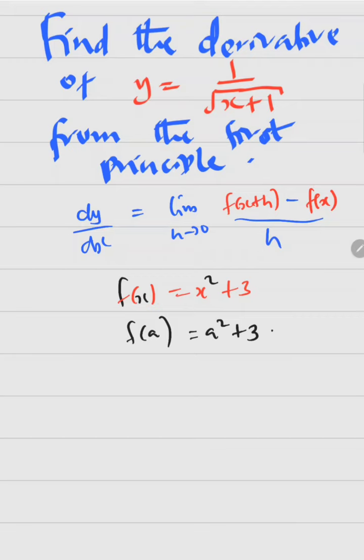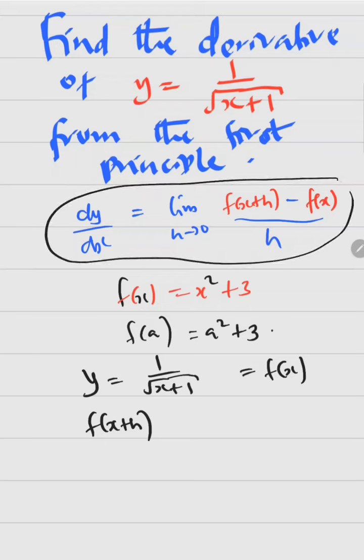So now to our question, we were given our function to be y equals 1 divided by square root of x plus 1. Your y is the same thing as f of x, since a function is an equation that shows the relationship between the dependent variable y and the independent variable x. So x is an independent variable in this case, so we can say our y is equal to f of x. I hope you understand now. So from here, I can find my f of x plus h. Recall one of the things you have to do is to find the values of the terms before you substitute into this formula.